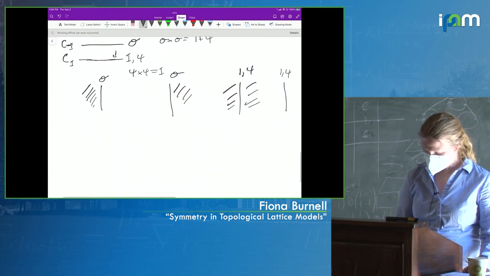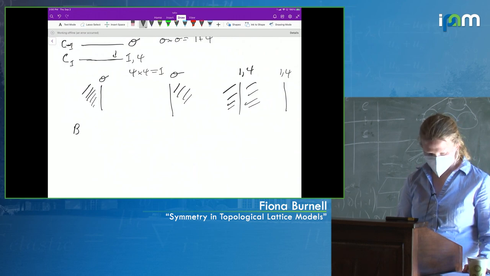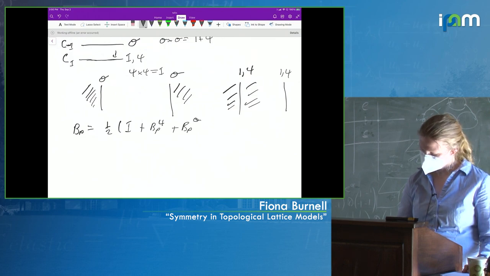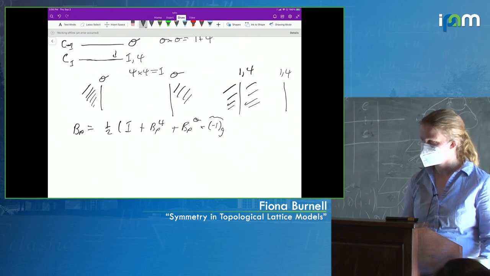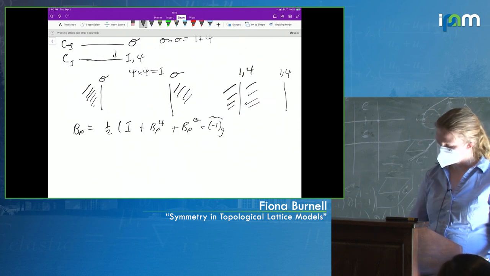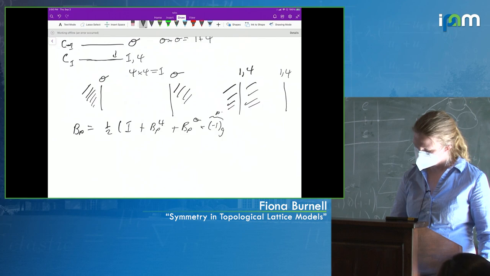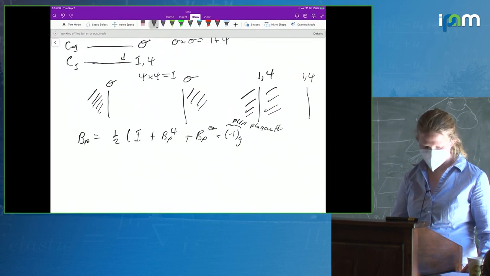And then my modified plaquette term is a half of 1 plus BP associated with the psi string plus BP associated with the sigma times the non-trivial group element of Z2. So this is going to flip the plaquette.